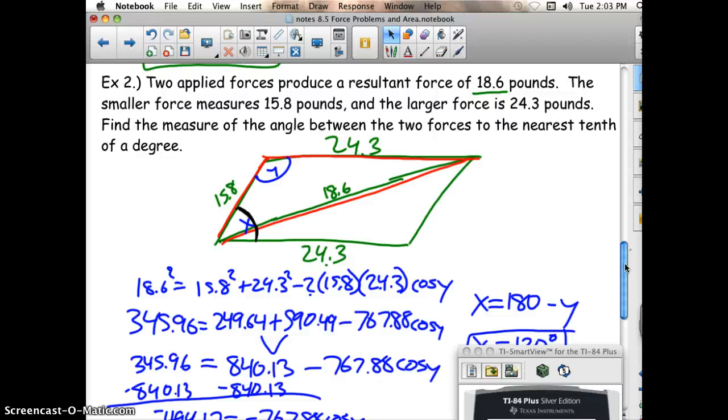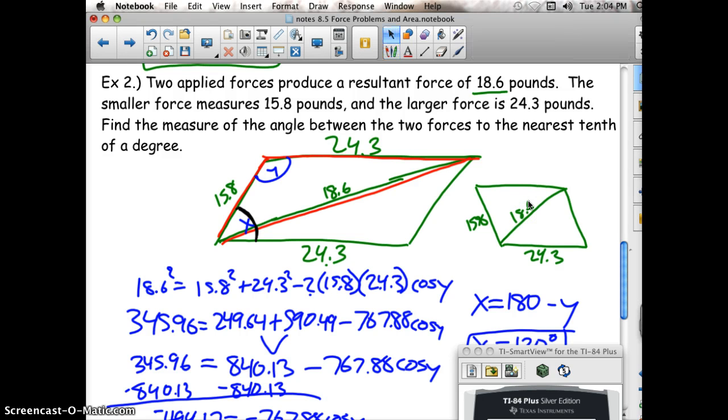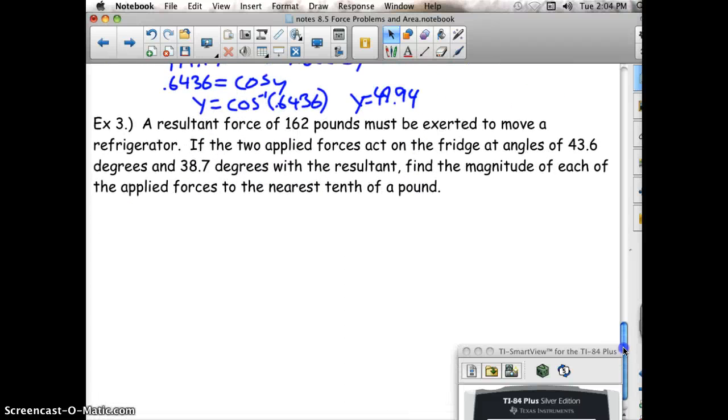Okay? Which I guess you can probably see, because the way I've drawn this, my 18.6 looks longer than my 24.3. What really should have happened, I guess, is it should have been like this, right? That should have been my force parallelogram. This is 15.8. This one's 24.3. And then this one's a little shorter, it's 18.6. But again, I've said it's not drawn to scale. I always just kind of draw my force parallelogram that way and go from there.